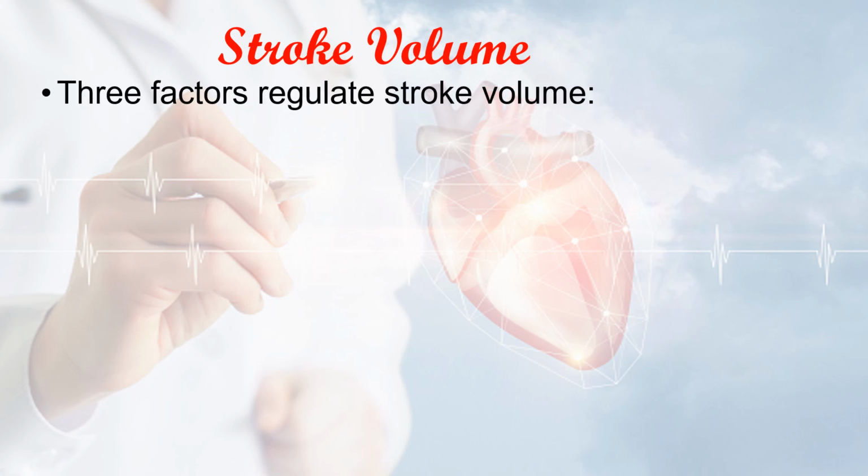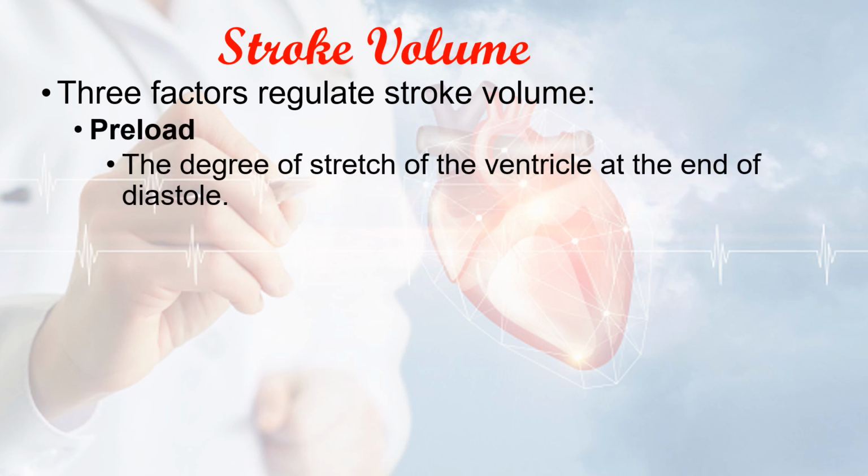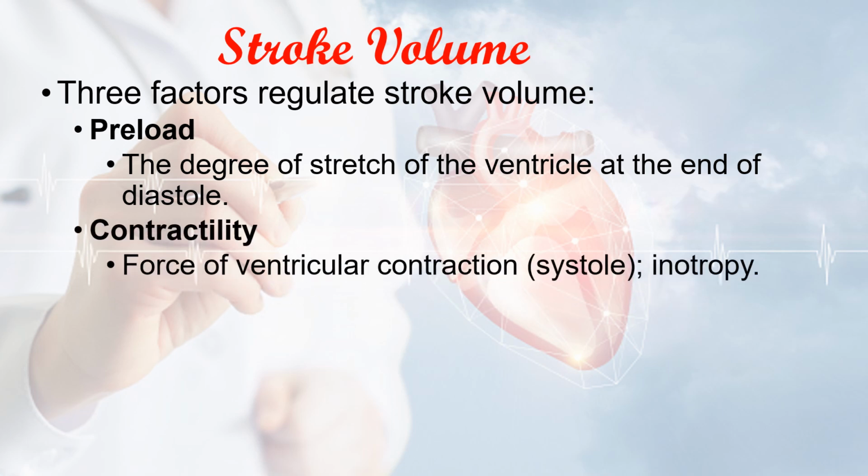Then stroke volume. There are three factors which regulate the stroke volume. First one is preload. Preload is the degree of stretch of the ventricles at the end of diastole. During the end of diastole, the blood is collected there, and the degree of stretch of the ventricles at that stage is termed preload. Second aspect is contractility, the force of ventricular contraction. Otherwise we say systole, using the inotropic period. That is what we call contractility.